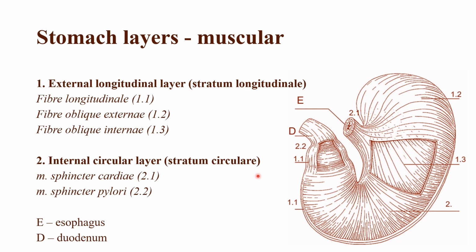Their main function is that the one in the cardiac area ensures that the food doesn't go back into the esophagus if there's no need for it. And the one in the pyloric region ensures that the food or the feed that has been in the stomach already does not go back to the stomach from the duodenum.